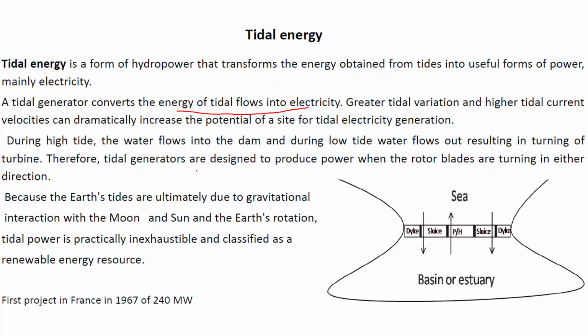Because the Earth's tides are ultimately due to gravitational interaction with the Sun and the Moon, and the Earth's rotation, tidal power is practically inexhaustible and classified as a renewable energy source. Because it is due to the gravitational pull of the Moon and Sun on Earth, this energy is practically inexhaustible, because this cycle will not end anytime.